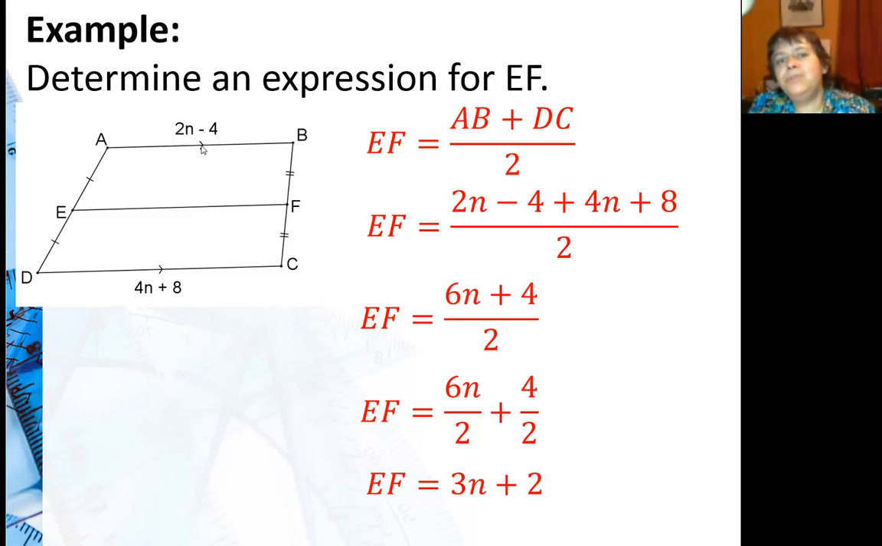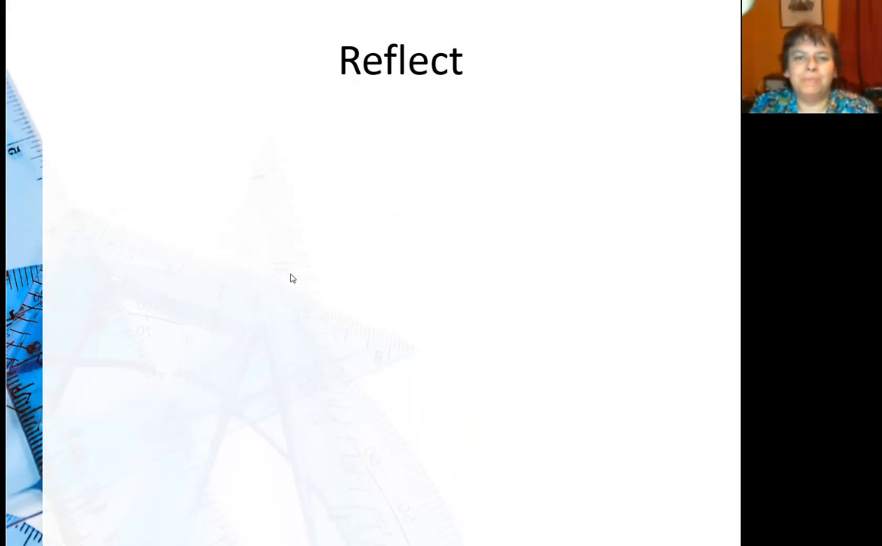Now there's an interesting thing here. What do you think is halfway between 2n and 4n? Oh, that's 3n. What do you think is halfway between 8 and negative 4? A little harder to figure out, but it's actually 2. So you could almost look at it, if I had said this top base was 10 and the bottom base was 20, what's halfway between that? 15. So if you're just looking for the midsegment, there are some neat shortcuts you can use.